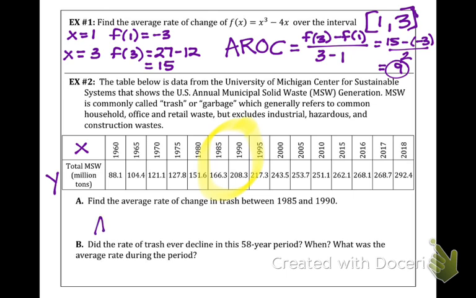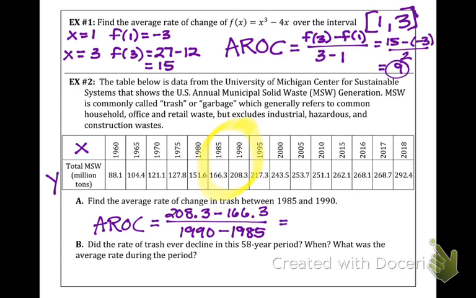I hope so. So our average rate of change is going to be equal to, I'll do the larger first, 208.3 minus 166.3 divided by 1990 minus 1985. Is everybody okay with me just throwing an answer out there? 8.4 million tons is the average rate of change in that 5-year stretch.